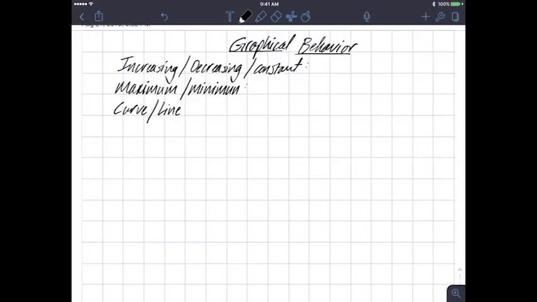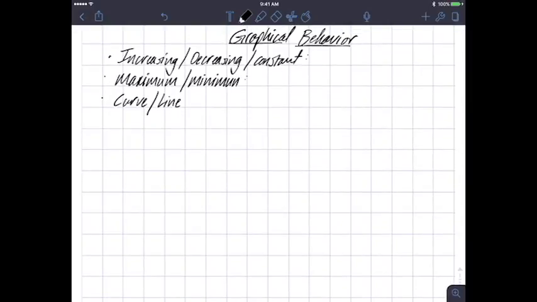Alright everyone, today I'm going to give you an example of graphical behavior of different function families. By different function families, I'm referring to linear functions, exponential functions, quadratic functions, functions of that nature. Today I'm only going to focus on linear functions, and talk about some simple graphical behavior, whether it's increasing, decreasing, or constant, maximum or minimum, curved line, okay? And now that I think about it, I might just touch on different function families so that I can cover all three of these, okay? So let's start.